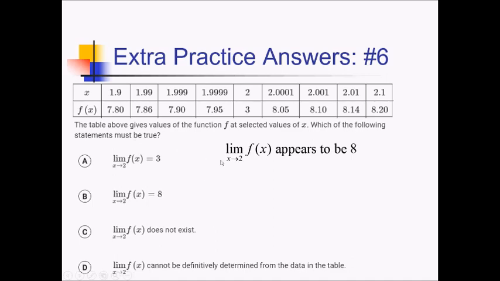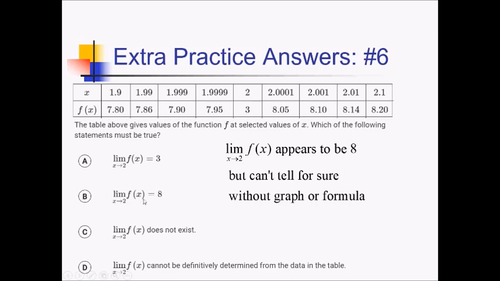Do we really know that if we got even closer and closer from the left and the right, that these values are still going to be approaching 8? Maybe they're going to veer off to infinity or something like that. We don't really know, because with a table you don't know any of the in-between values. So there's not enough information here to tell that this is true for sure. We would need either a graph or a formula. So we can't pick B for sure.